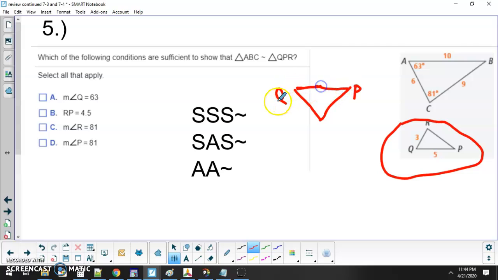And you can tell that I cannot draw with just my mouse very well. Alright, so I'm going to stop using that as an excuse here. Alright, so QP is equal to 5.